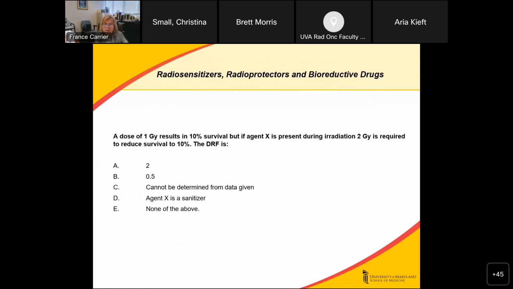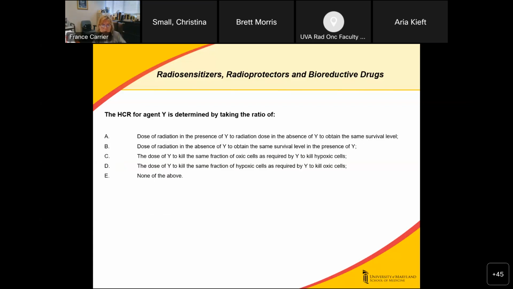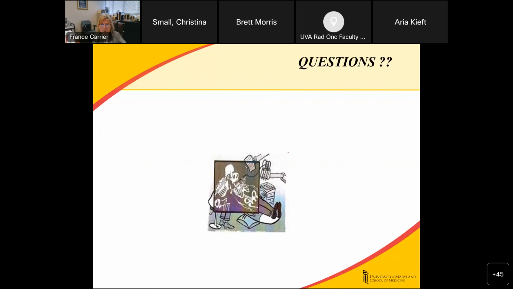Then this is one where they ask for those little formulas that we looked at. So the dose reduction factor, what would it be? They give you a dose, a percentage survival, and agent X, and then the second dose required to reduce the survival. So what would be the dose reduction? The dose reduction would be 2, because you take the one in the presence over the one in the absence. For sensitization or radiosensitization, it would be the opposite, the reverse ratio. And the same thing with hypoxia. What we do here is the ratio is going to be using the oxic over the hypoxic cell. Okay, so that's all I have.